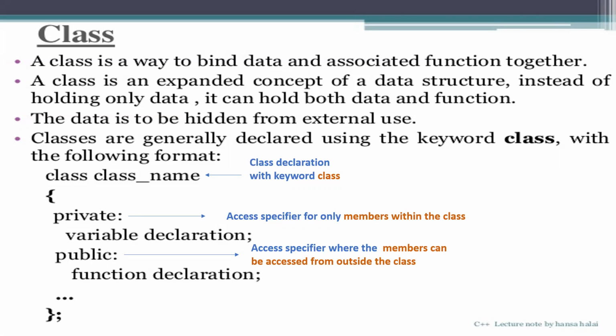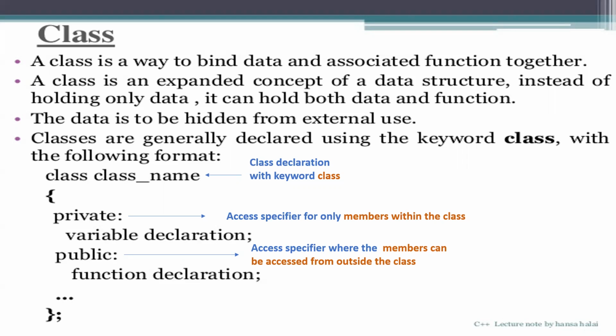So for that, we need to see a general declaration of how a class is made. As we had already discussed, class is a structure. Okay, this structure will hold data and functions together. This is a user defined data type that has been created. It is going to hold both the data and the function, where the data will be hidden from the external use.